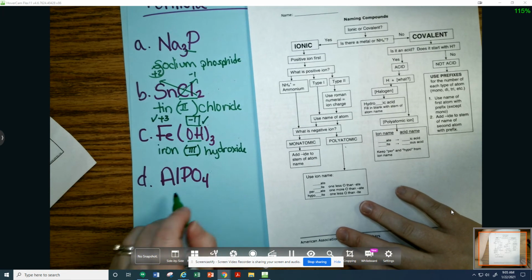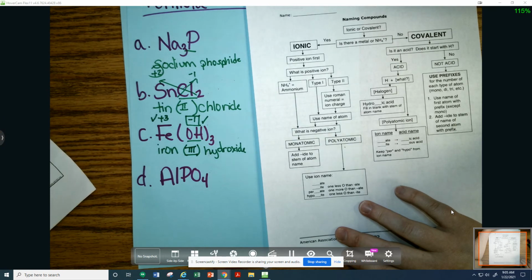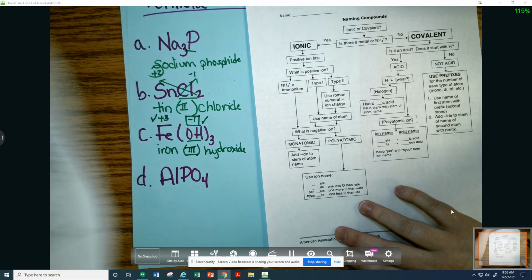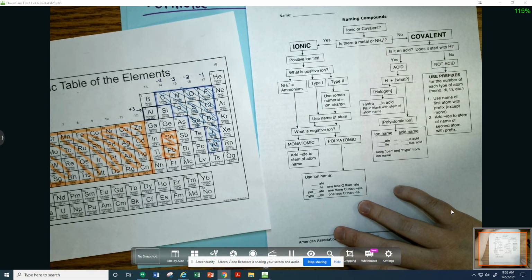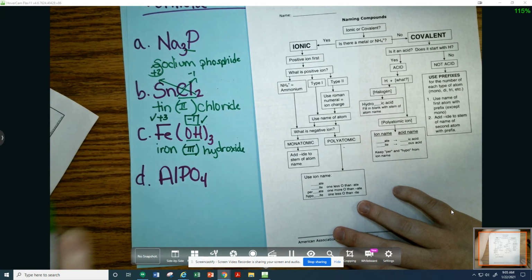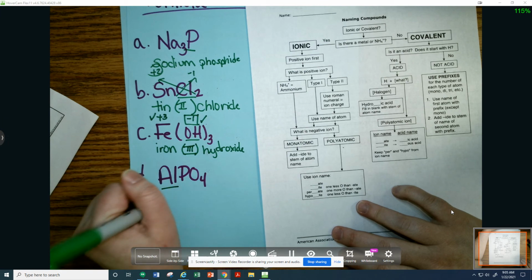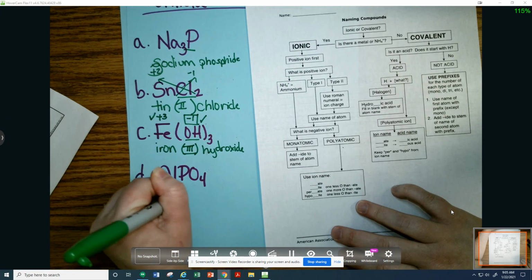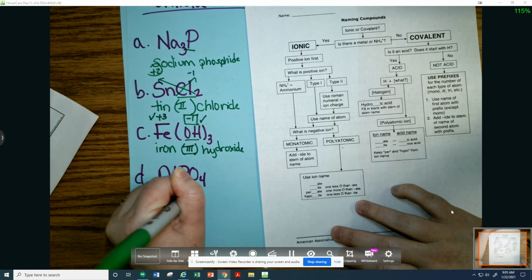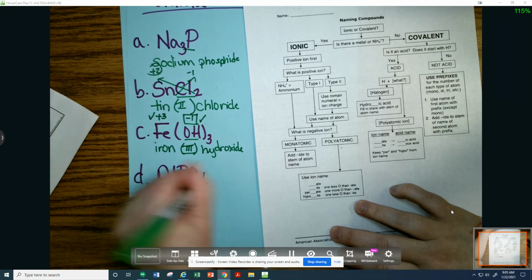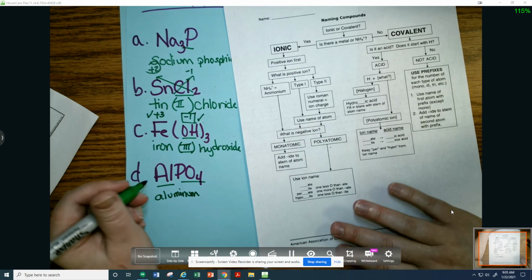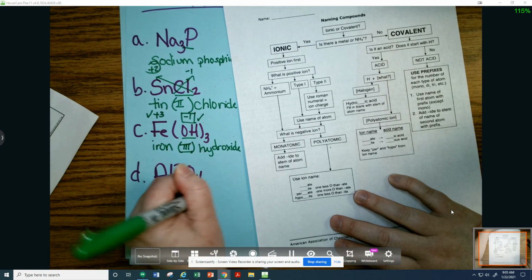Last example then, we have Al. So Al is not a transition metal, and it has a fixed charge. So therefore, this is a type 1. It does not need a Roman numeral charge. So this is Al, so that's aluminum. So then we just need to name our negative. It's a polyatomic because I see 2 different elements. So I refer to my list, and this is phosphate.